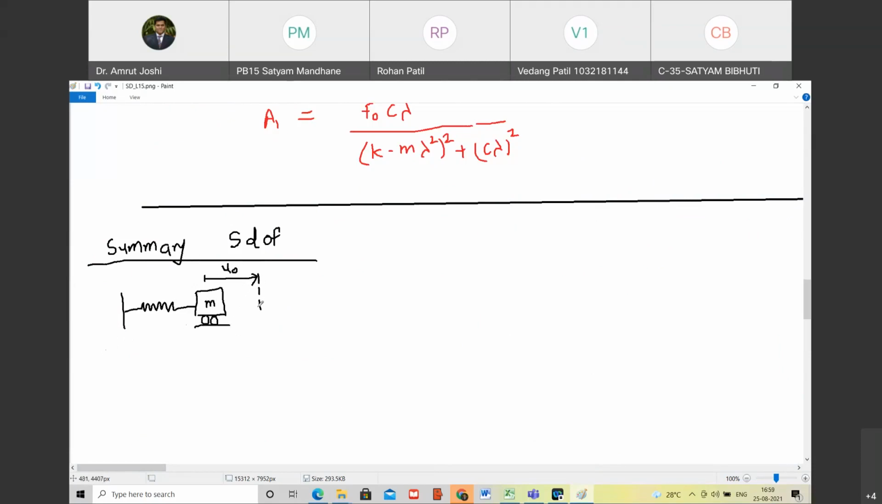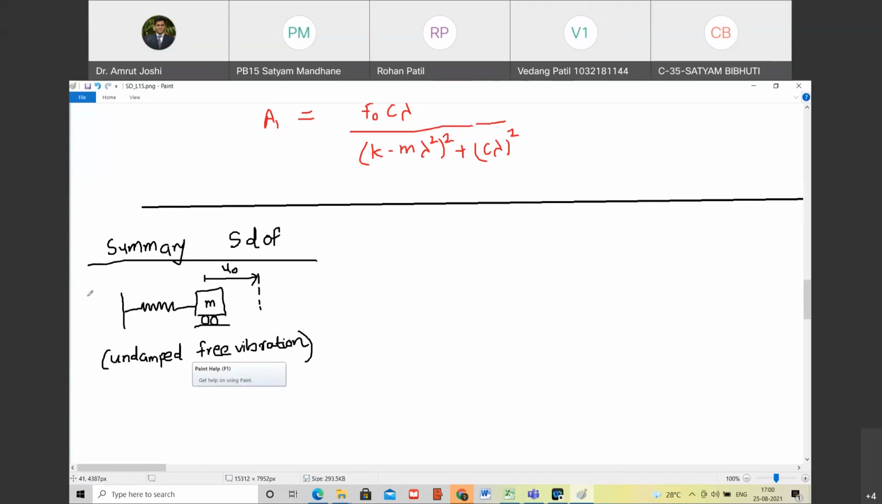Yes, sir. And then we pulled this system towards the right by u0, and then we just left it. So it started oscillating about its mean position, and this kind of oscillation, this analysis, we called it analysis of undamped free vibration. Why free vibration? Because during the vibration there was no external force. Do you agree with me? Yeah. So during vibration, there was no external force.